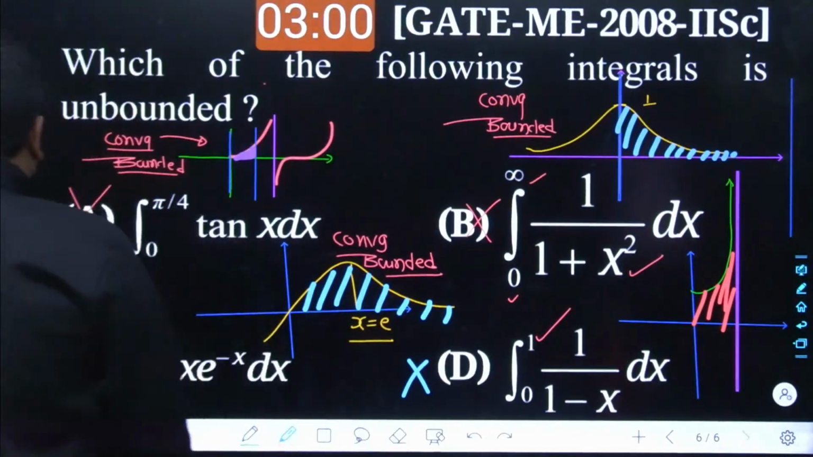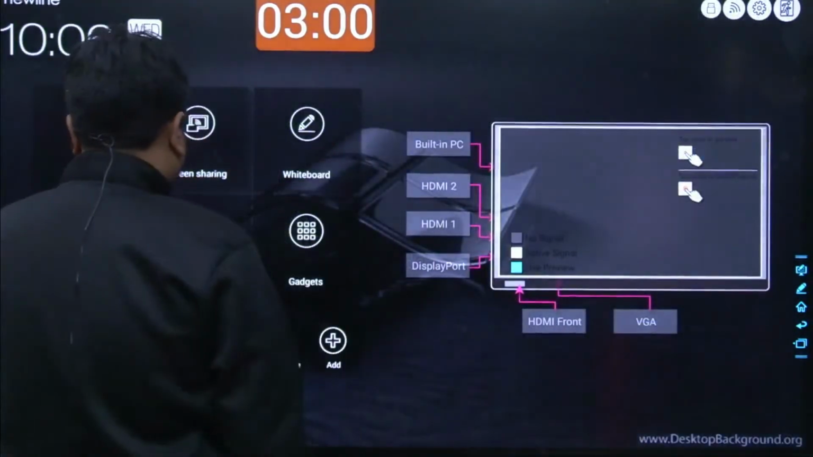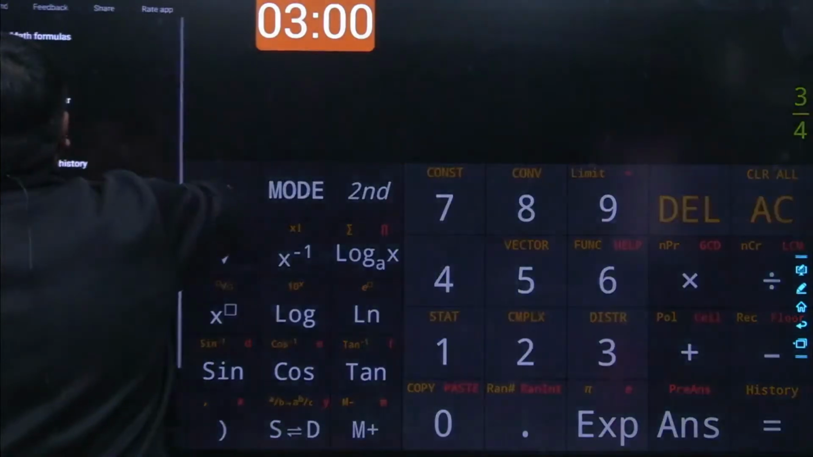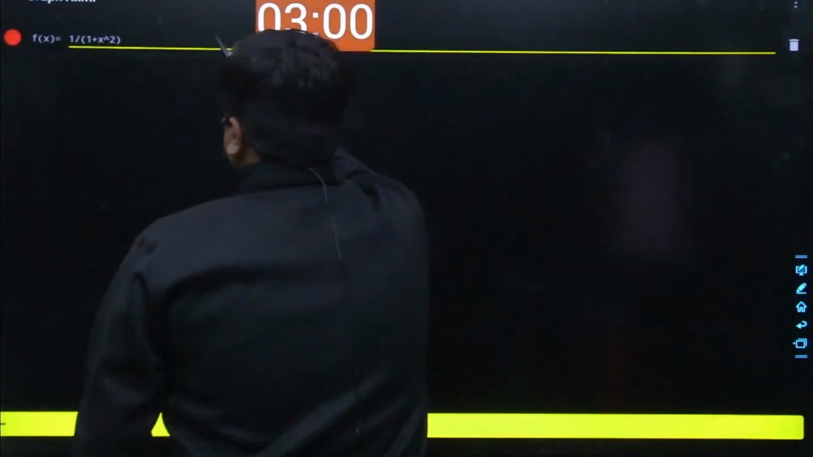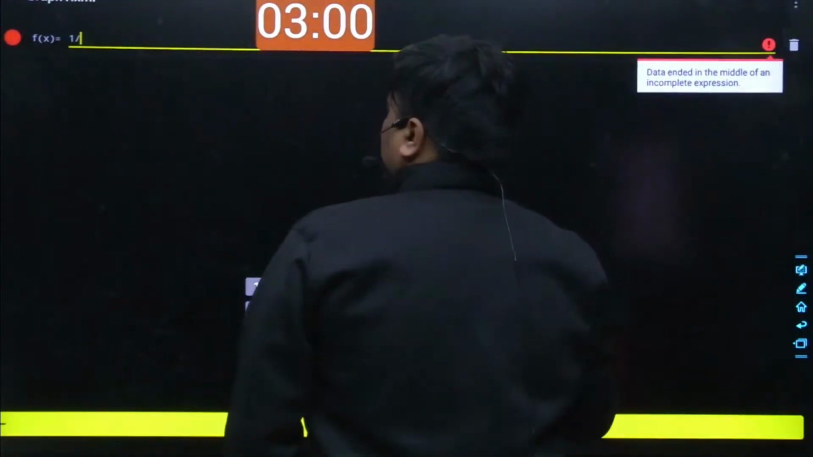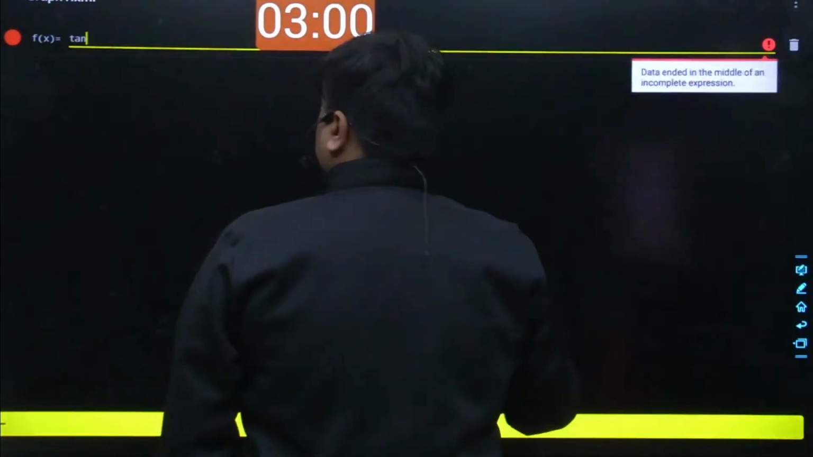So how tan of x looks, for that I need to go to the calculator, and then we will take 1 divided by 1 plus x square as well. See, so let me draw. Tan of x. Let me rub this down. This has been the first option, no? The first option was tan of x. So let me write tan of x over here. So how does it look?